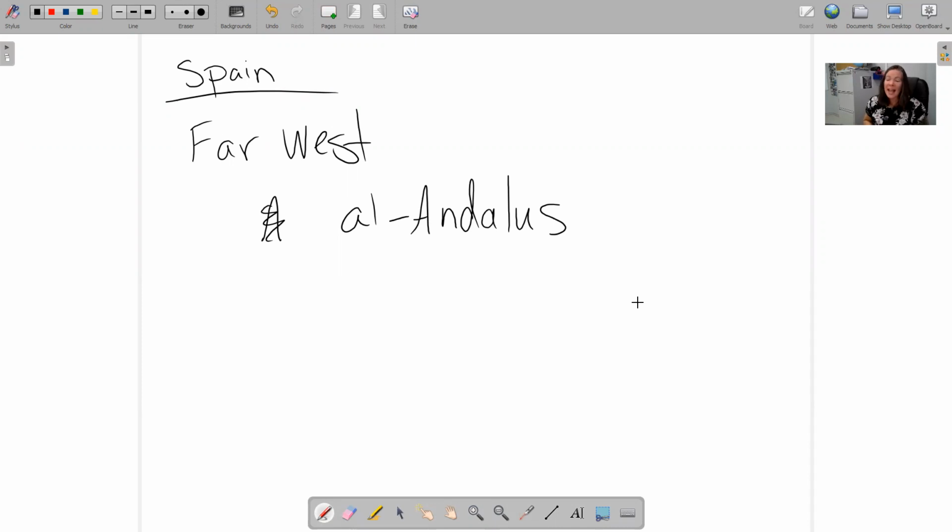And at this time, Spain was an amazing, thriving, incredible place to be. It was wealthy. For all of Europe, Spain had the best agriculture. Cordoba, the city of Cordoba, was the most developed city in all of Europe. It was one of the most amazing cities in the world at this time. Spain was incredible. People talked about it all around the world. People wanted to go to Spain from everywhere.